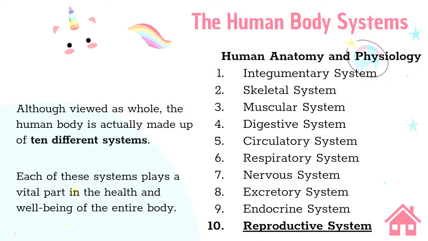Although viewed as a whole, the human body is actually made up of 10 different systems. Each of these systems plays a vital part in the health and well-being of the entire body. In this video, we are going to focus on the reproductive system.